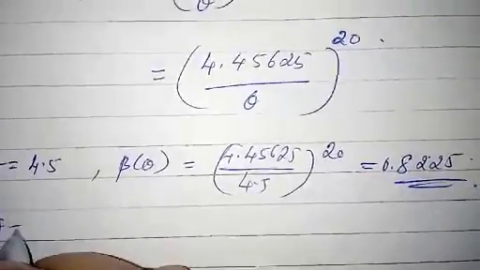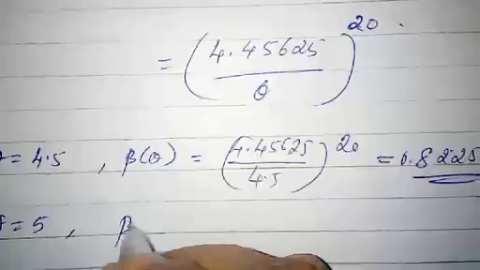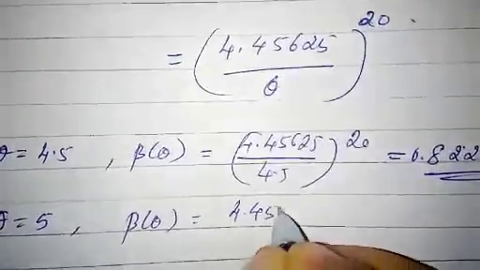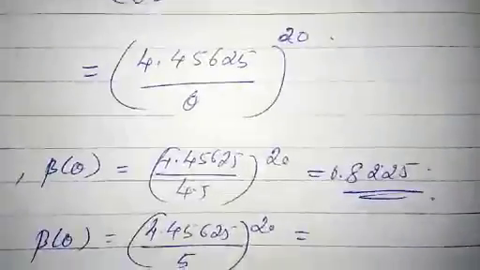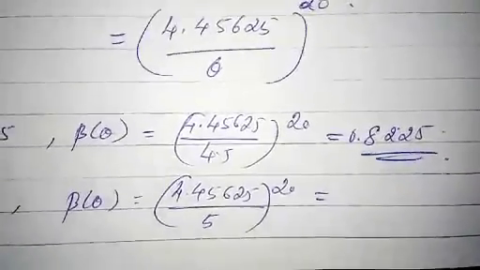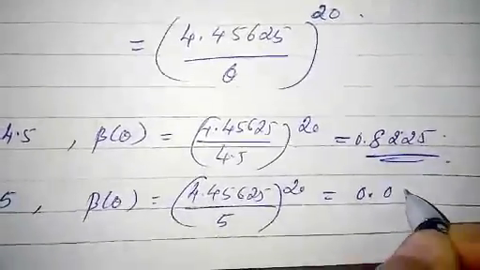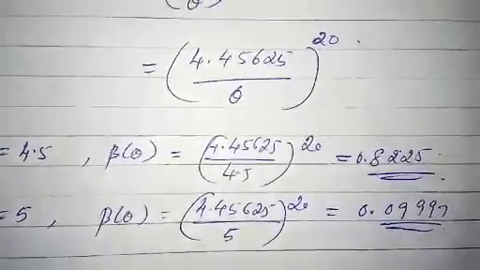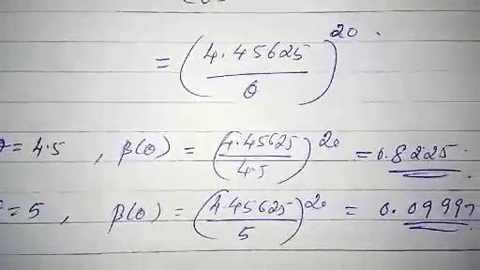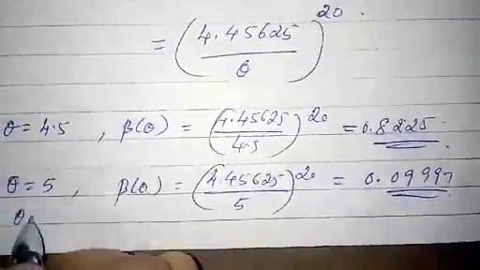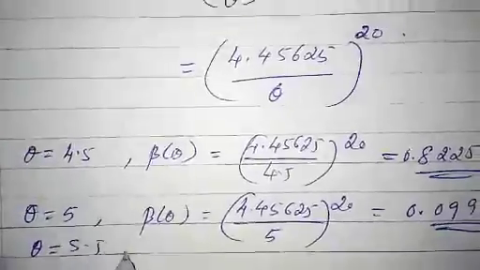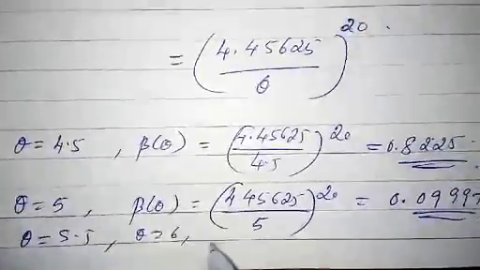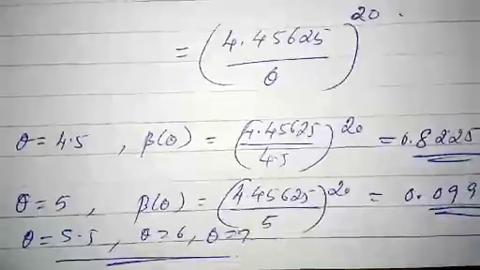And also we have to find out theta equal to 5. Then beta of theta equals 4.45625 divided by 5 whole power 20, which is equal to 0.09997. This is the power function of the test when theta equals 5. Understood? Then you have to find out the value of beta of theta when theta equals 5.5, theta equals 6, theta equals 7. This is your homework. Understood?